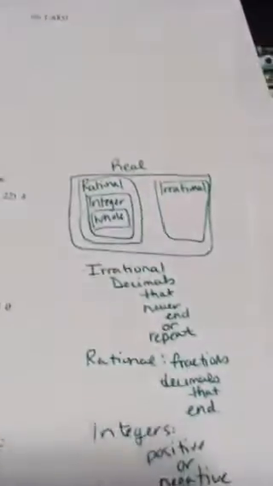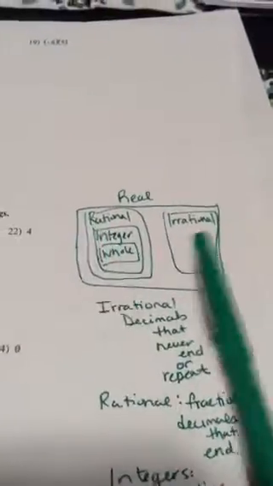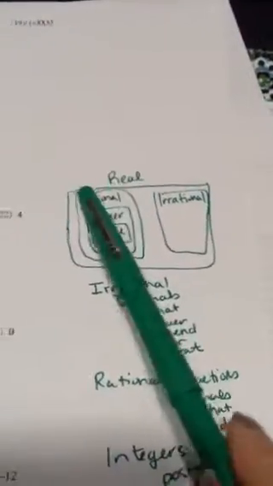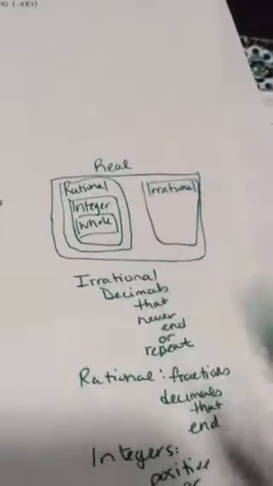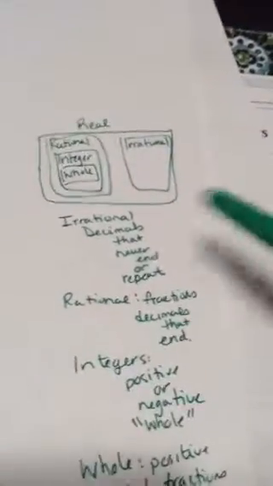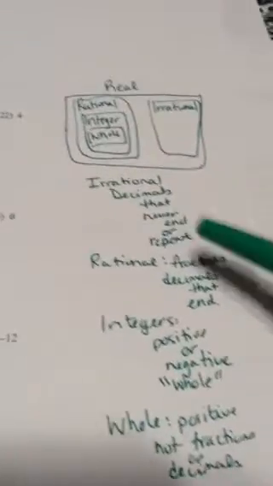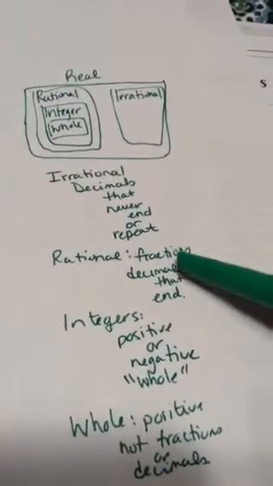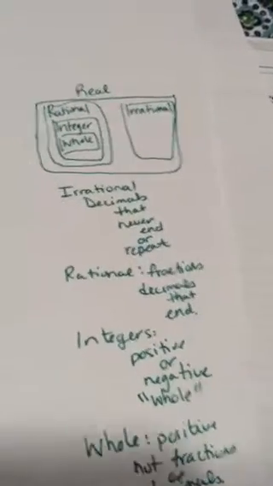When you get to this part, it says name the set or sets to which each number belongs. So this is the real number system. All numbers we see in middle school are real. They can either be rational or irrational. If they're rational, they can be integers or whole numbers. So irrational numbers are decimals that never end or repeat. They're really crazy. Rational numbers are fractions or decimals that end or repeat.